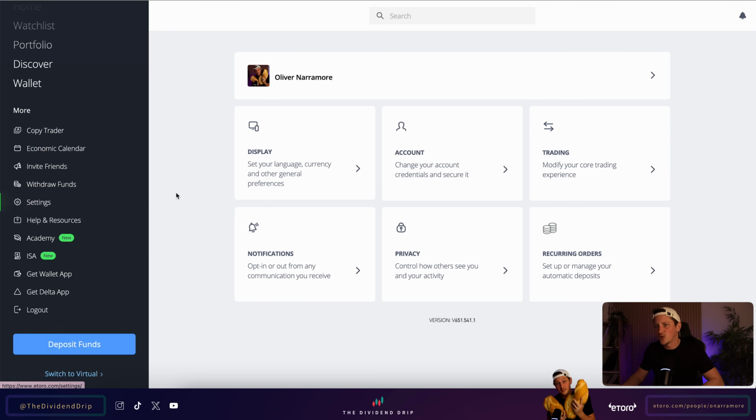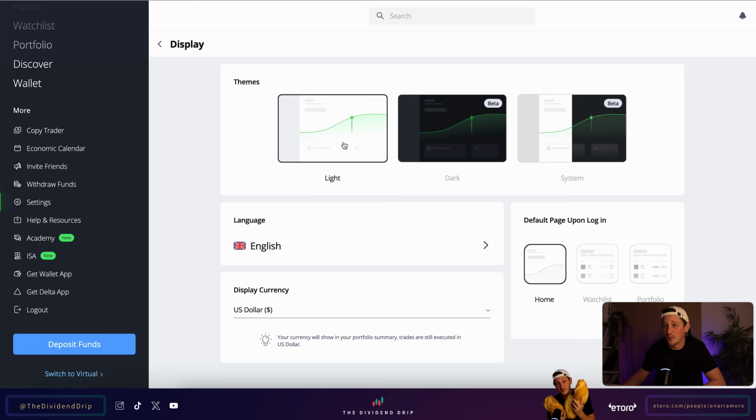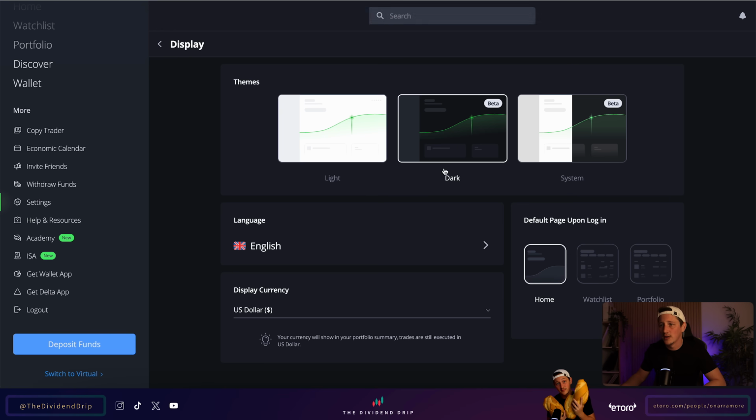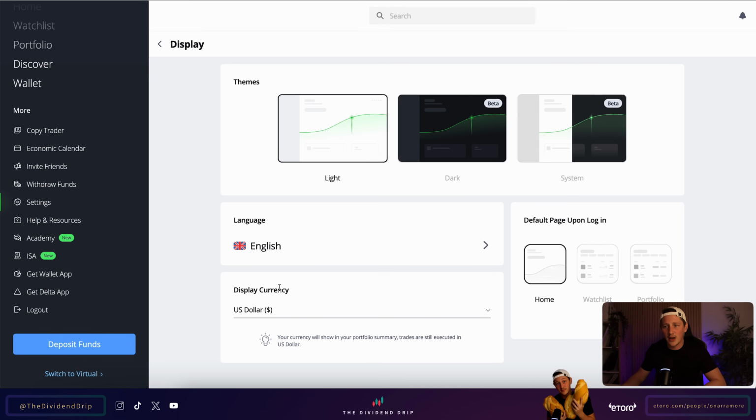You've got all your settings here as well, so you can actually change the display from light to dark. To the system is beta. I haven't used that. Dark's quite cool if you do like that. I prefer the light one. Change the language. You can change, right, okay, something to explain to you guys.